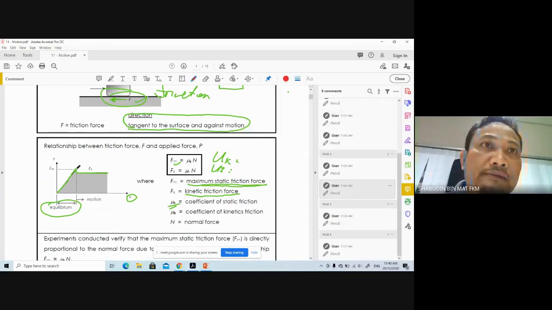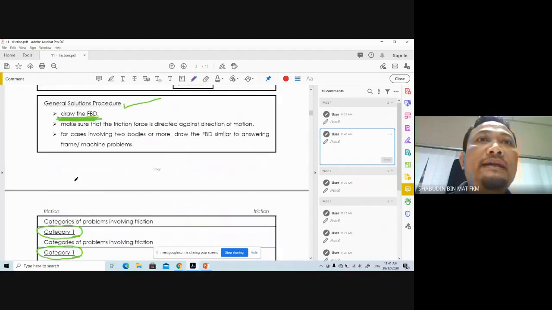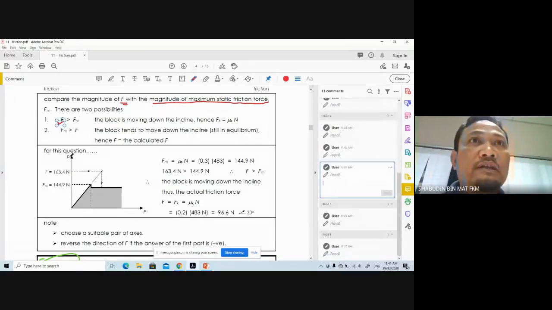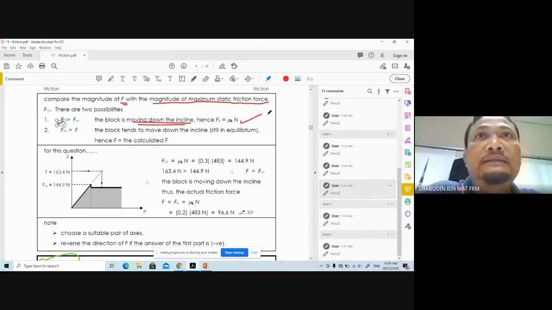Checking that point. There are two possibilities that may happen. The first one: the force F that you get is greater than the maximum force. Of course, the block is then moving, so the object uses mu k. Otherwise, the block tends to move but is still in equilibrium.